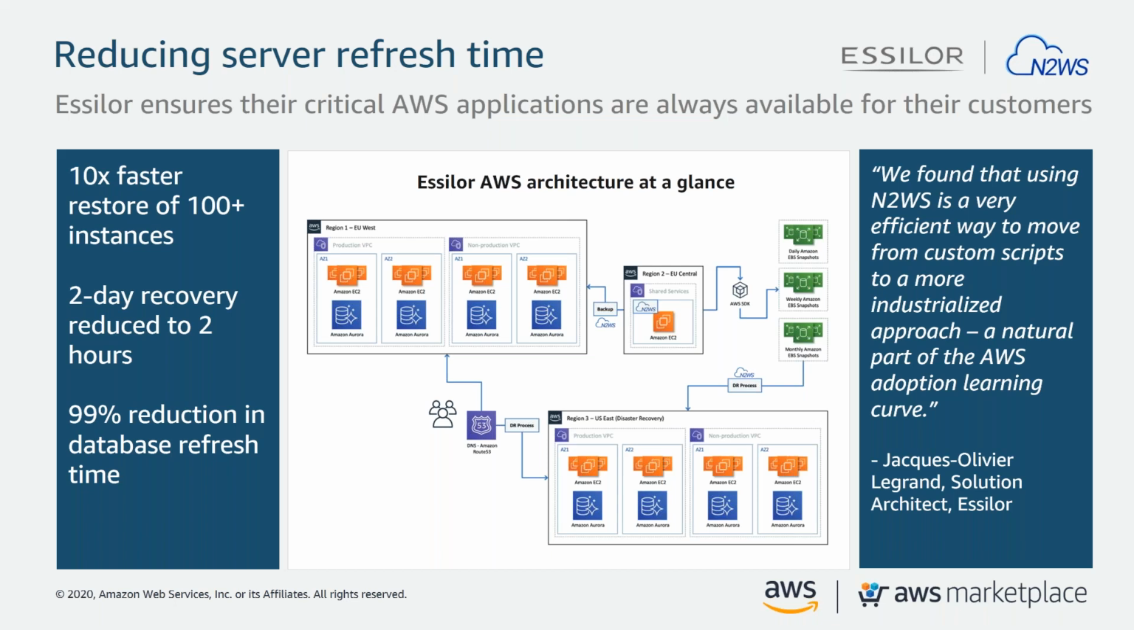Now, after implementing N2WS, Essilor executed a cross-region recovery drill utilizing hundreds of EC2 instances in many of their AWS services. And this really helped them validate the process and restore the full environment. It only took them 2 hours to do that instead of 2 days, with zero learning curve. So that's a really fantastic story about someone who could leverage a partner and get very rapidly to where they wanted to be on their recovery time windows.